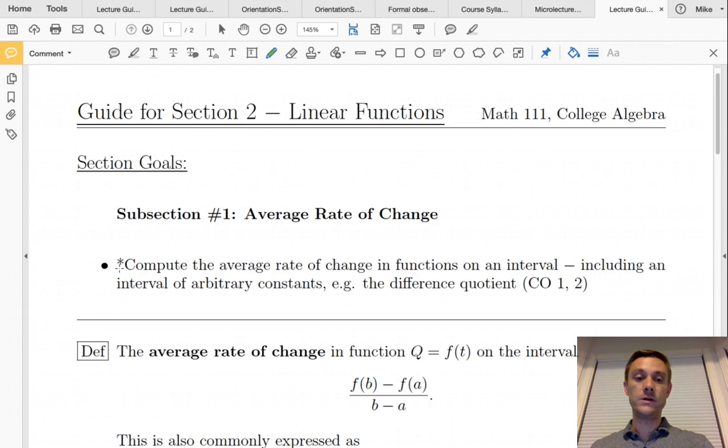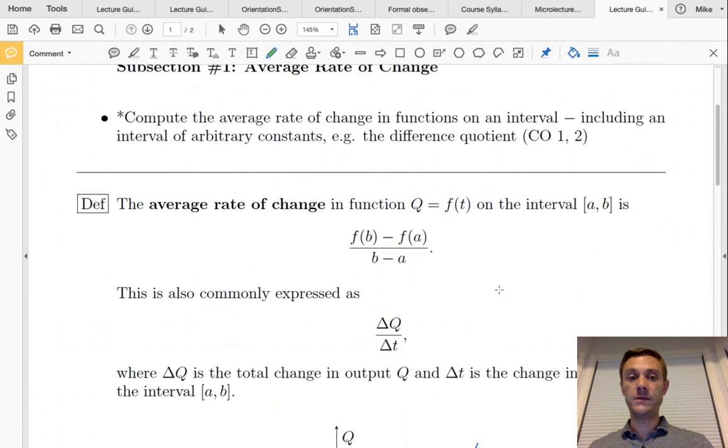This is one of our essential objectives, and it is to compute the average rate of change of functions on an interval, including ones in which it's possible to put in arbitrary constants. So you might have things other than just numbers. You might have A, B, C, K, H kinds of constants running around there. Mathematicians sometimes call this the difference quotient. So, that's what we're up against.